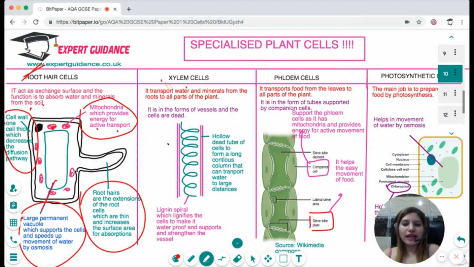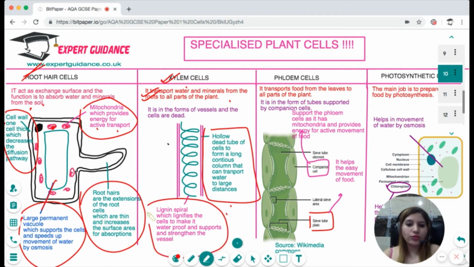On the other hand, there's the xylem cell. What is the function of the xylem cell? It transports water and minerals from roots to all parts of the plant. Now, since it has to carry water over large distances, it has to form a long continuous column. The cells of the xylem are dead so that they can form a long continuous column which can transport water to large distances. And then inside, you can see the lignin deposit. The lignin deposit makes it waterproof and makes the xylem column strong and strengthens the xylem vessel.